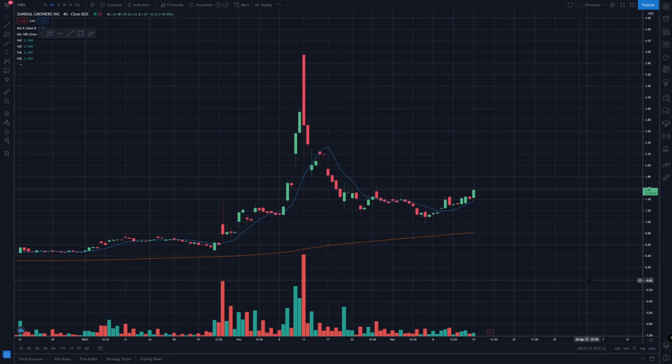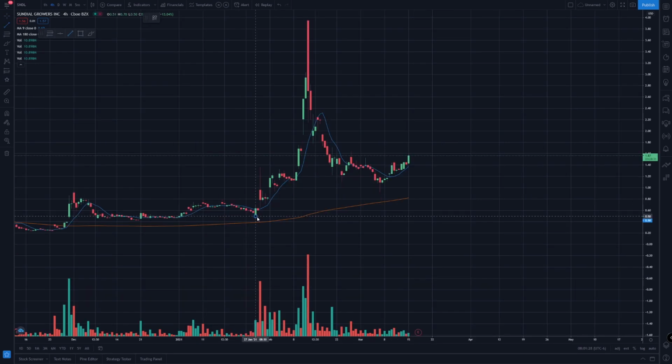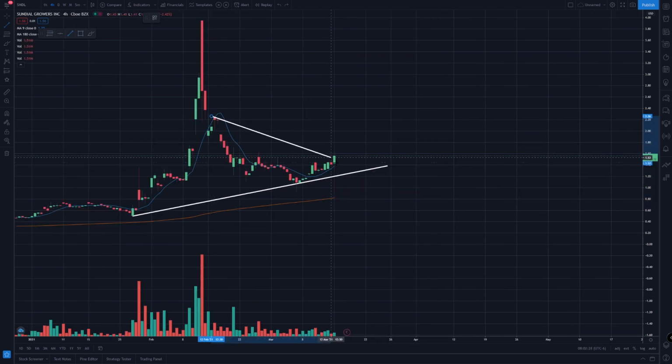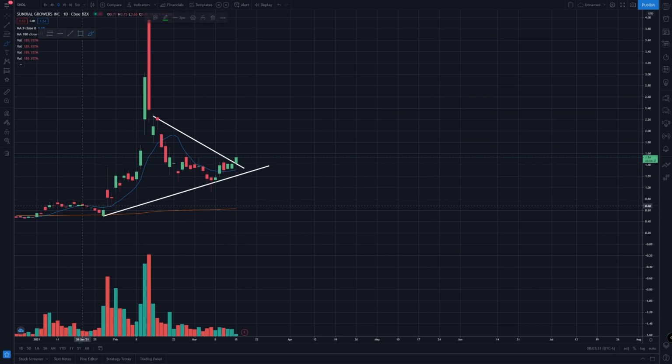Alright, let's look at some chart action for SunDial. So we got this bottom, something like this. For the top, I would say something like this. We're on the daily right now, and check out this moving average. It goes like this, moving along like this.